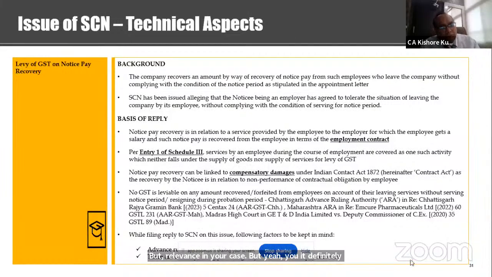And second, there may be contrary advance rulings on this matter also, so you need to be aware of those rulings. While you will not need to quote those in your reply, you need to be aware of all those rulings in case the department intends to rely on them.